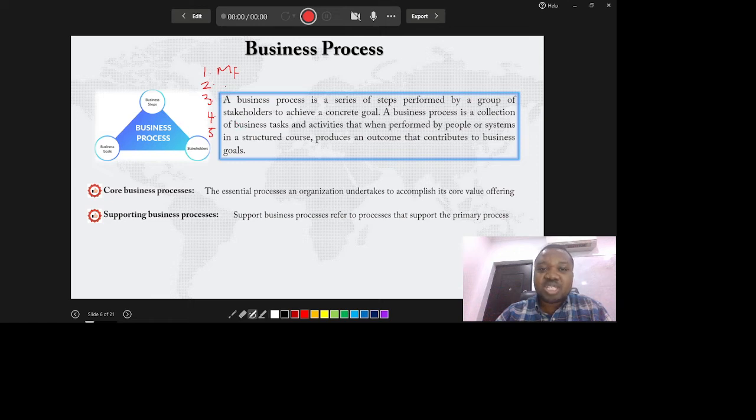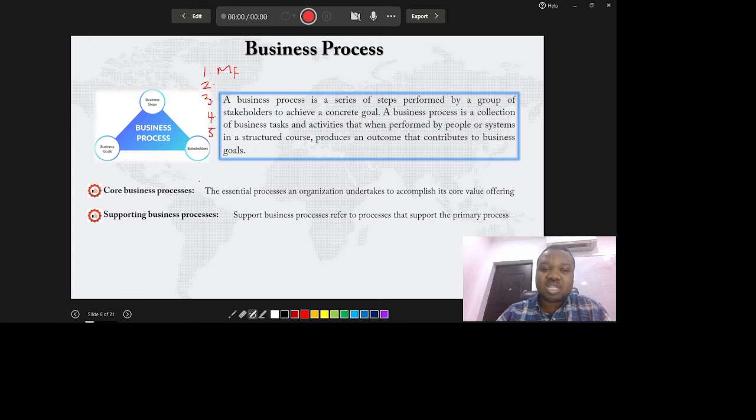So if you notice what I've listed here, it's a collection. The entire collection of these individual business tasks and activities that was performed by both us, yourself, and the MF team is what qualifies as business process. So once again, a business process is a series of steps performed by a group of stakeholders to achieve a concrete goal. And largely we have two classifications of business processes.